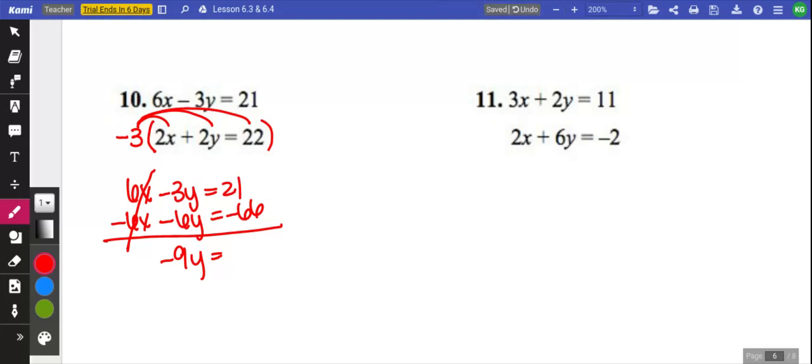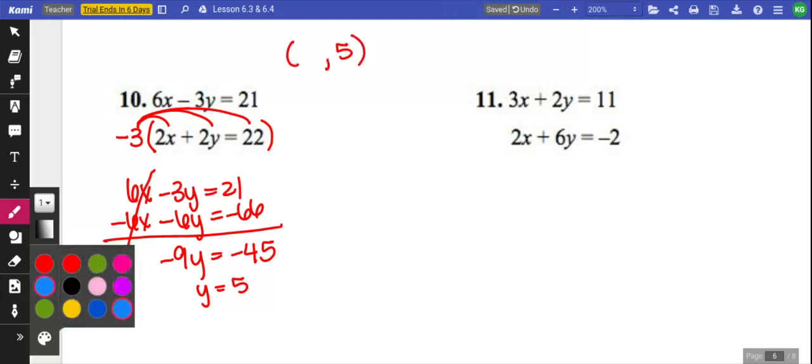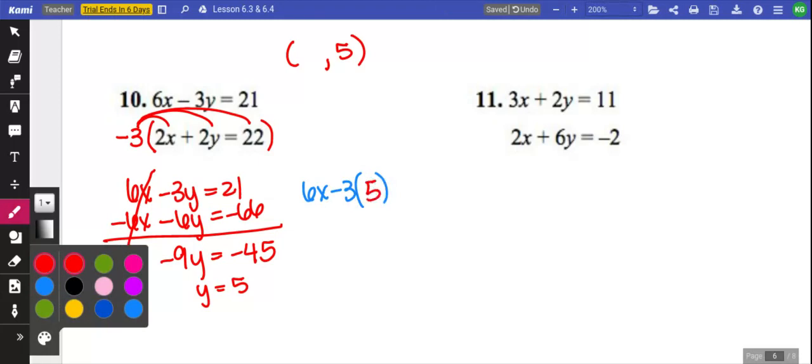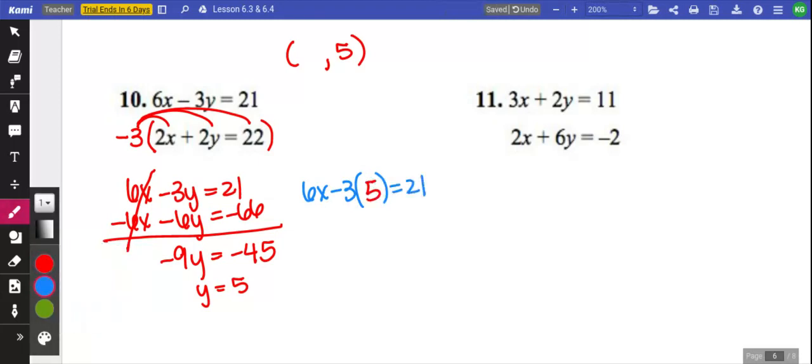21 minus 66, 45. Divide each side by negative 9, and I get y to be positive 5. Now that needs to go back up into the top equation. So I'm going to have 6x minus 3 times 5 equals 21. So 6x minus 15 equals 21. Add 15, so 6x equals 36. Divide by 6, and x equals 6.